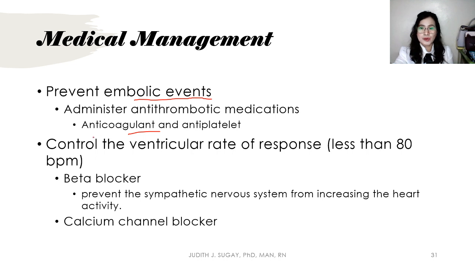Okay, so next, we have to control the ventricular rate of response. If less than 80 beats per minute, then there's beta blocker, which prevents the sympathetic nervous system from increasing the heart rate activity, and calcium channel blockers. This decreases the cardiac contractility. If that's being decreased, then it will prevent tachycardia.